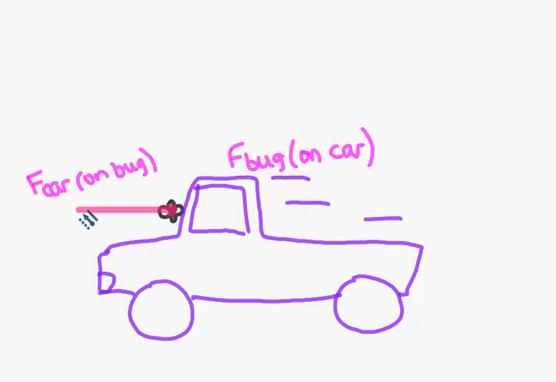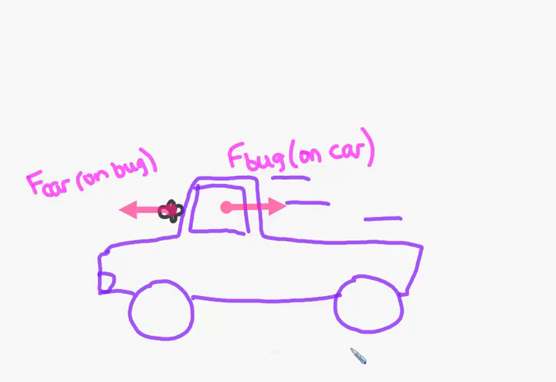The force of the truck on the bug is going to be something like that. And then equal and opposite is going to be the force of the bug on the truck. I wrote car, but you get the idea. Newton's third law says these forces have to be equal and opposite. It happens all the time. The truck hits the bug, splat, with the same force that the bug hits the truck, splat. The thing is, there's two things going on here.